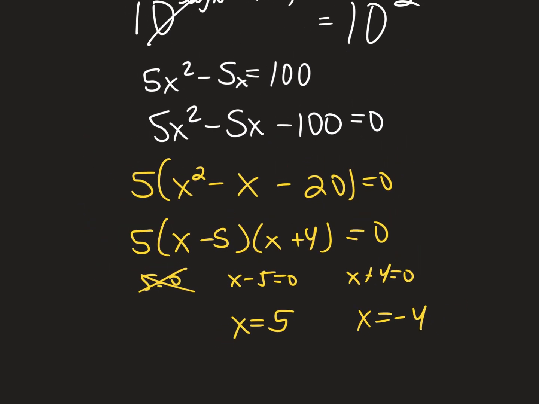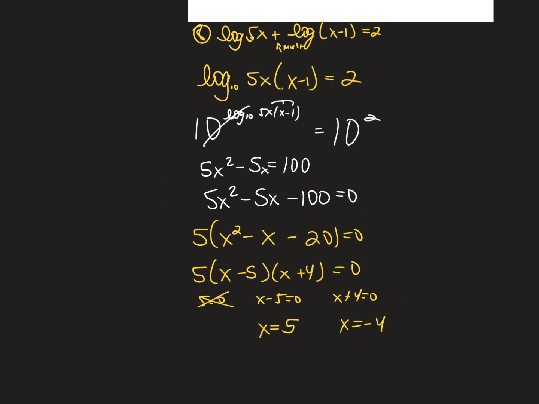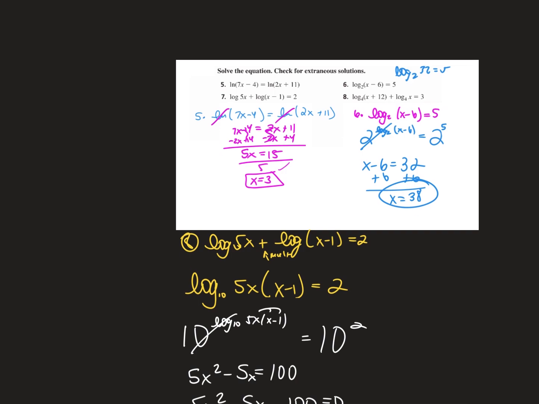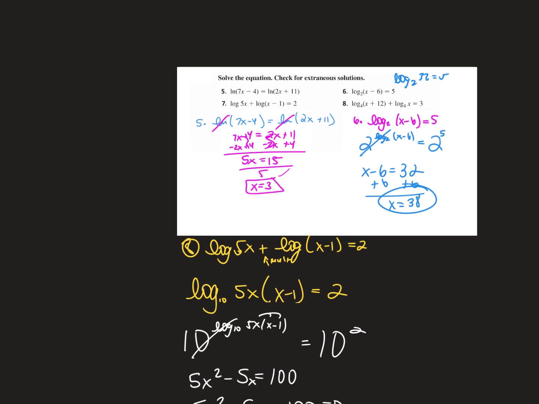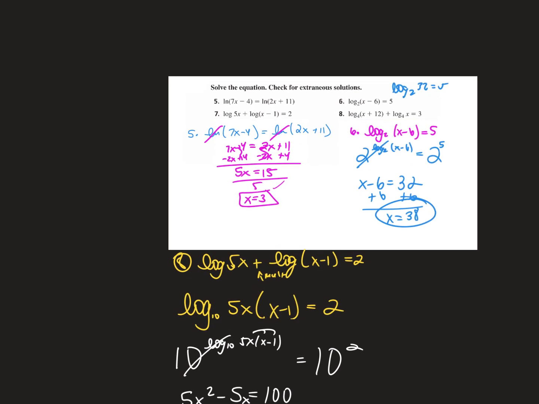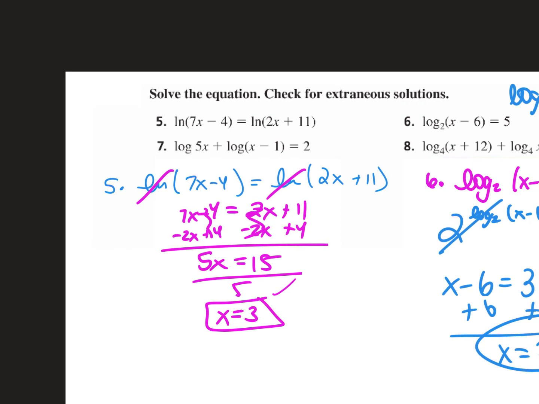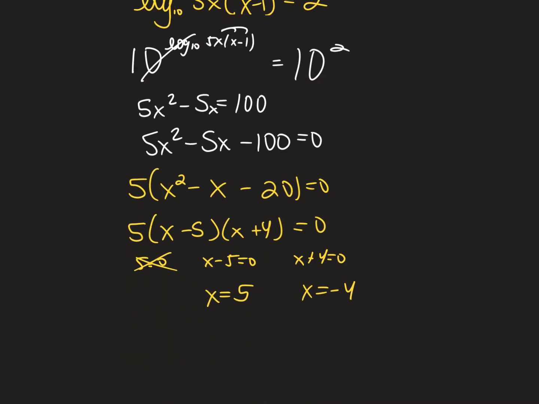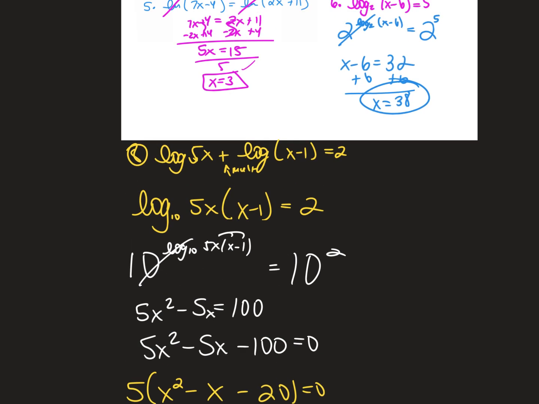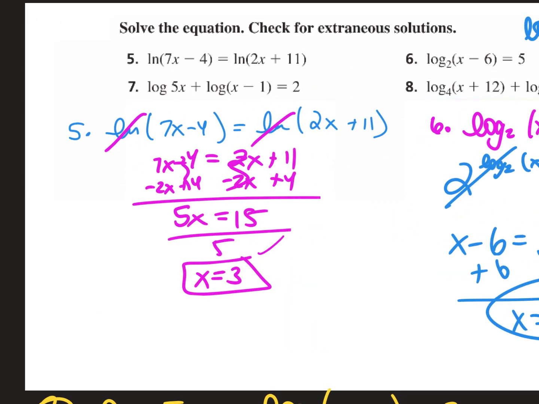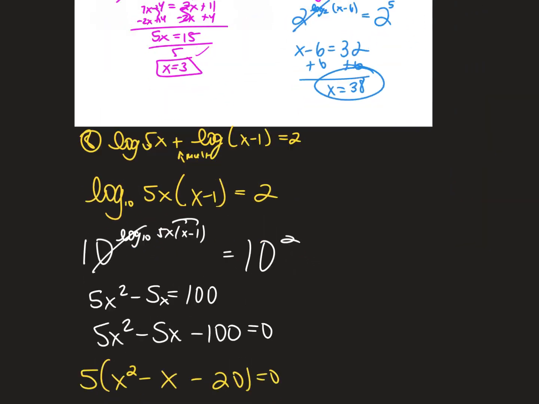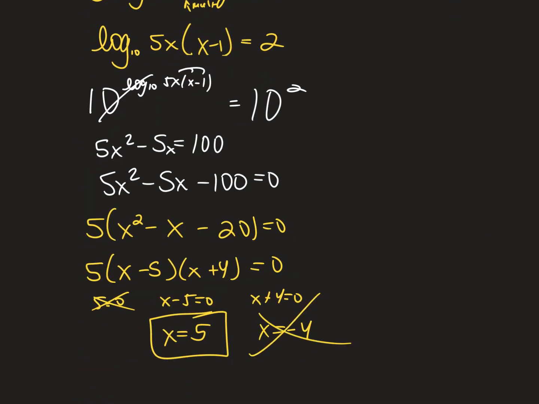Do I just pat myself in the back and say, oh, perfect? No. What do I have to check? I got to go way back to the top and make sure that neither log becomes negative when I plug it in. So try 5. 5 times 5, 25. 5 minus 1, 4. We're good. Okay, so 5 works. What about negative 4? Negative 4 times 5. Negative 20, no bueno. Does not work. It's extraneous. You can get a solution that when you go back and check, you're like, wait a second, that does not make my equation true.